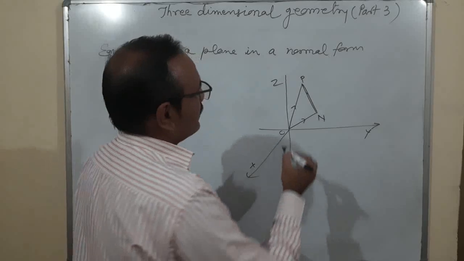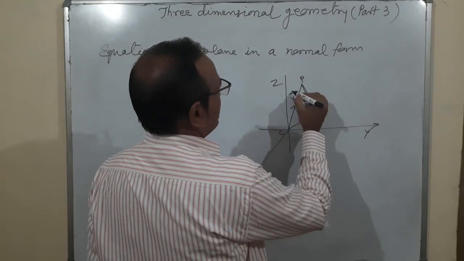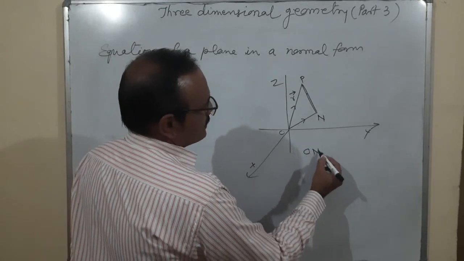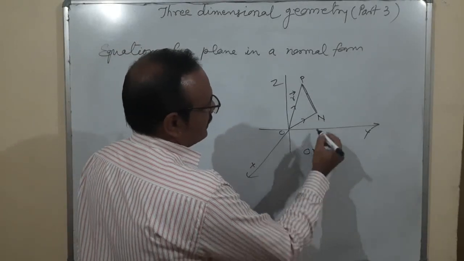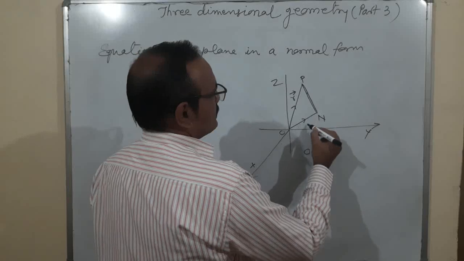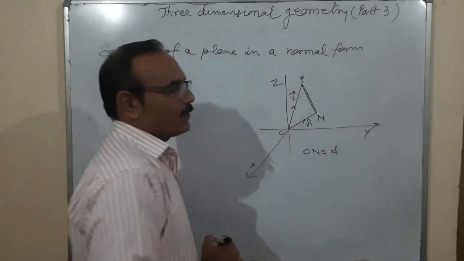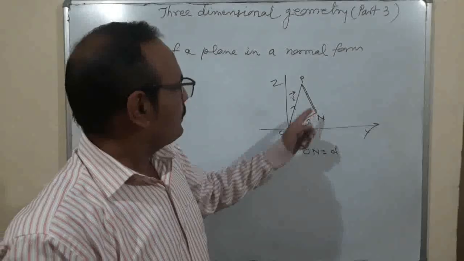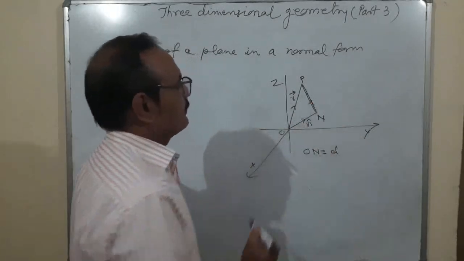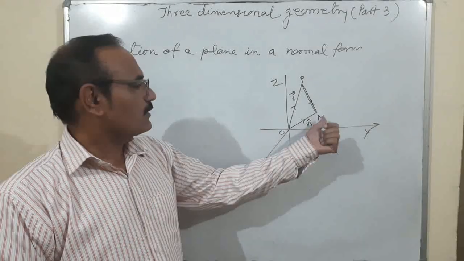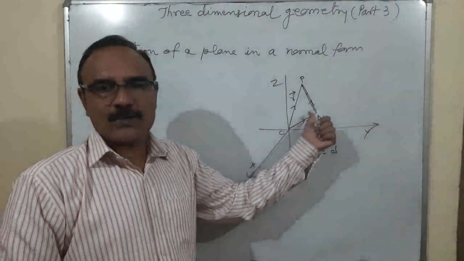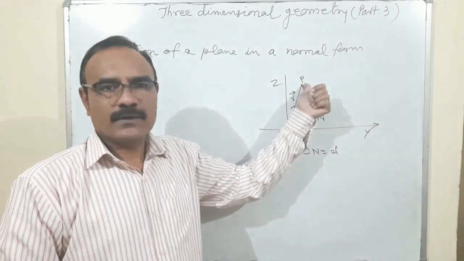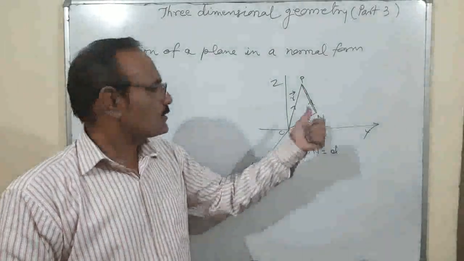And OP is a point. Here we can consider the vector OP equal to vector r. And this distance ON is equal to, suppose, D. And the unit vector along this is n. Okay, so what does it mean? The plane position is this. This is the distance from the plane to the origin. One point P lying on the plane. Its vector is vector r.